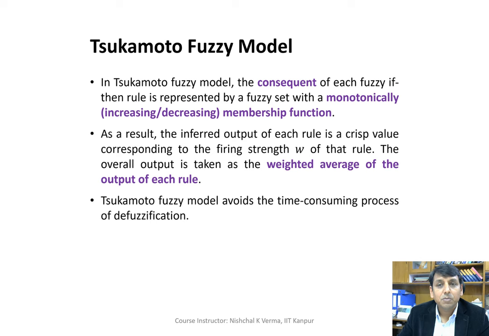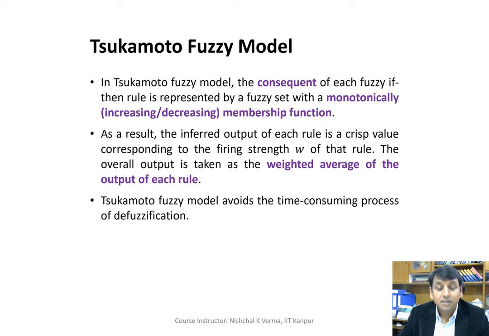Tsukamoto Fuzzy Model is a very special kind of model where the consequent part of the fuzzy rule is a monotonically increasing or decreasing membership function. So it looks like this fuzzy rule has a crisp function, but actually the consequent part of the fuzzy rule of this model is always represented by a monotonically increasing or decreasing membership function. And the highest value of this membership function can go up to 1, not beyond that.